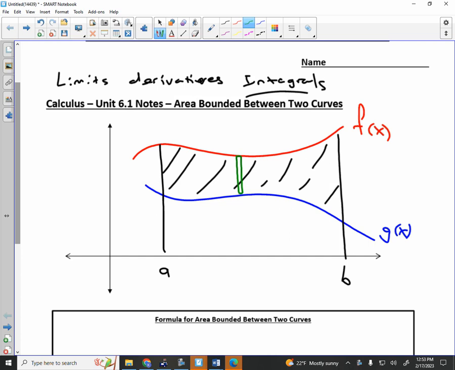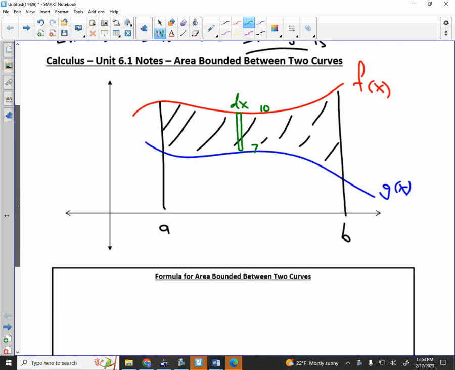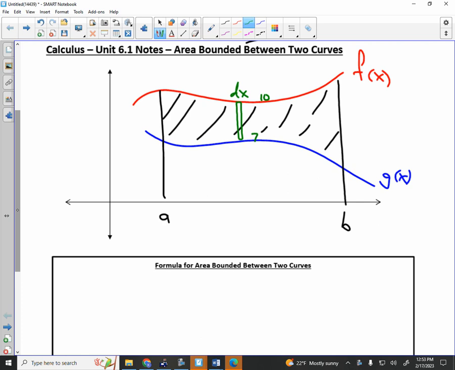We actually say that the width of this rectangle is dx. Infinitely small. Okay, we said the width is dx. And then we want to consider the height. Suppose that the height of this red line right there was 10, and suppose the height of the blue was 7. What would then be the height of the rectangle? 3. You took the top minus the bottom. And so 10 minus 7 gave me that 3. Okay? And so if you want to find the height of the rectangle, that one rectangle has these dimensions. The width is dx, and then the height is simply f of x minus g of x.